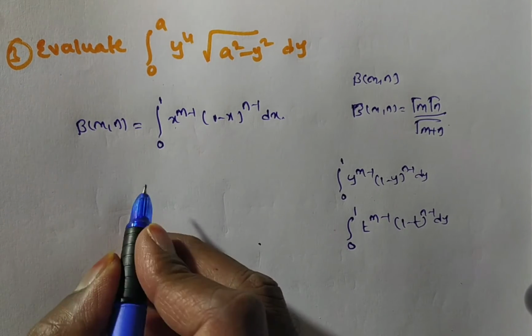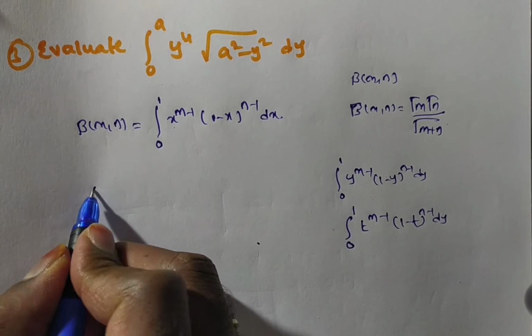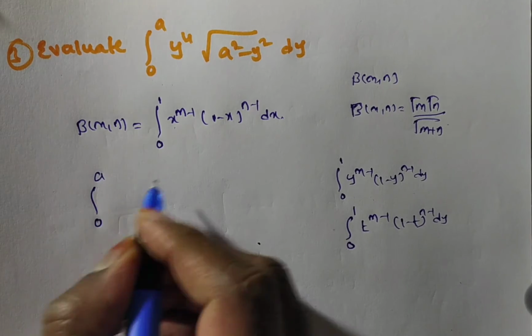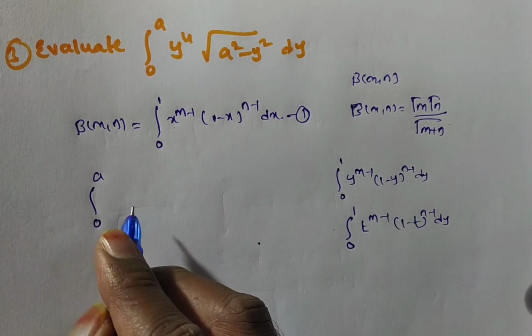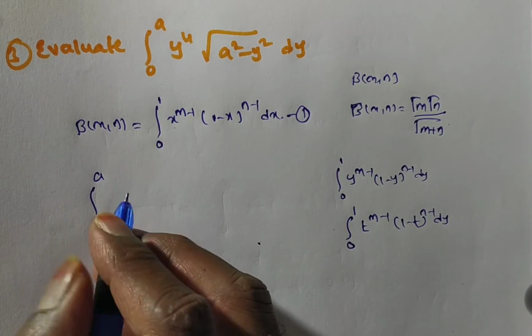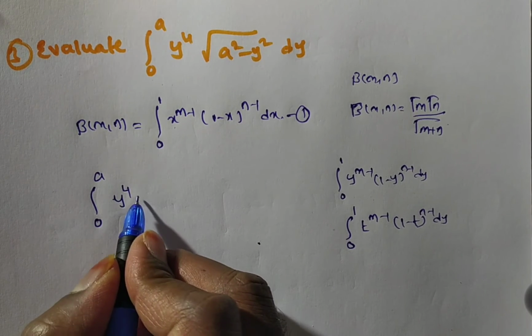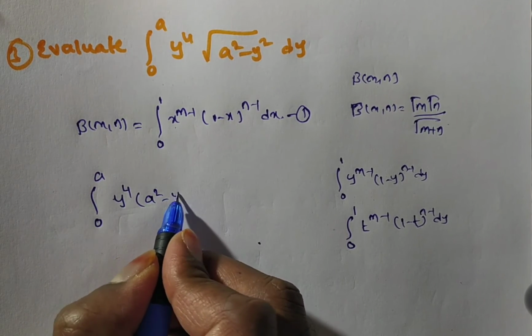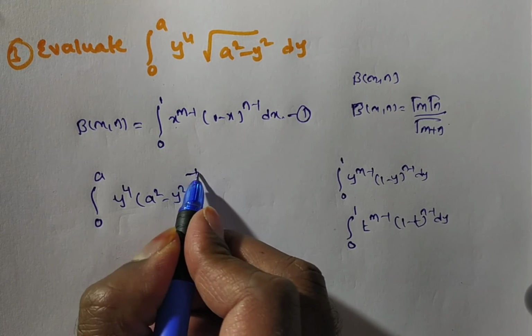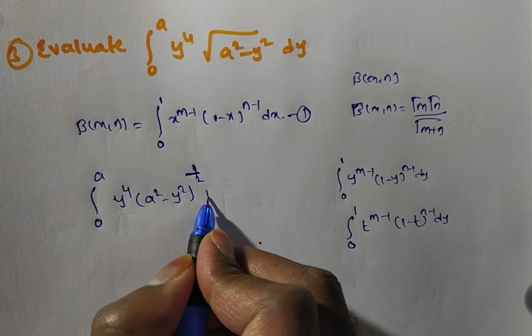Now see the given problem. First consider this as equation number 1. Write down the given problem: we have the integral from 0 to a of y to the power of 4. The square root I can write as a square minus y squared to the power 1 by 2 into dy.